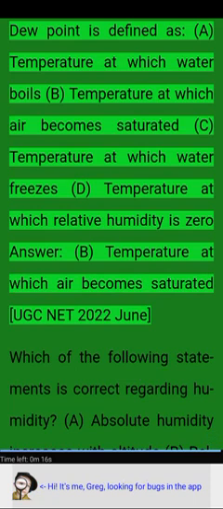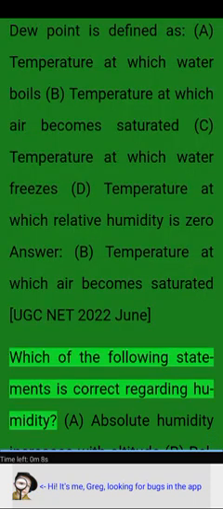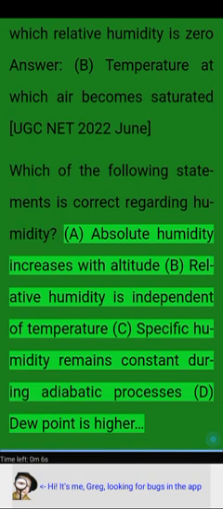UGC NET 2022 June. Which of the following statements is correct regarding humidity? A. Absolute humidity increases with altitude. B. Relative humidity is independent of temperature. C. Specific humidity remains constant during adiabatic processes. D. Dew point is higher.